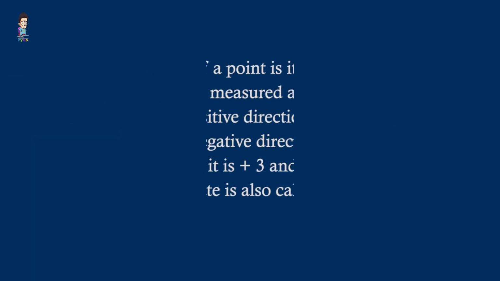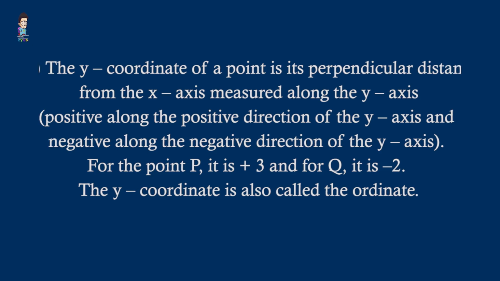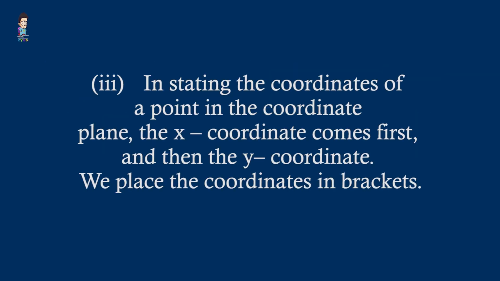Now, the y-coordinate of a point is its perpendicular distance from the x-axis measured along the y-axis, positive along the positive direction of the y-axis and negative along the negative direction of the y-axis. As in the previous example, for the point P, the y-coordinate is plus 3 and for Q, it is minus 2. The y-coordinate is also called the ordinate. In stating the coordinates of a point in the coordinate plane, the x-coordinate comes first and then the y-coordinate. We place the coordinates in brackets.